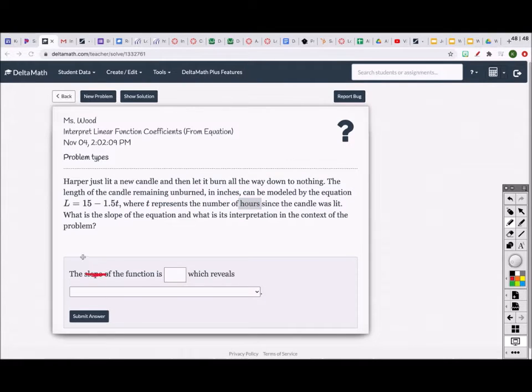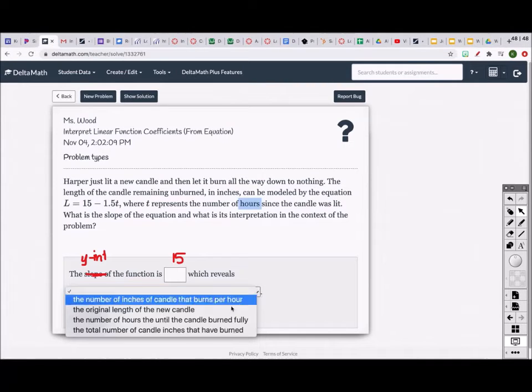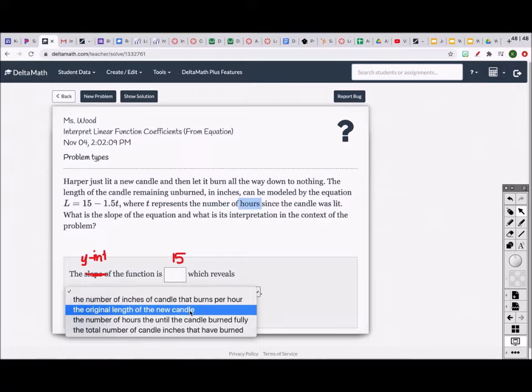So this would be the y-intercept. I don't want to break the computer again. Then the function would be 15, which is the starting length of the candle, or the length of the candle before it was lit. The original length of a new candle.